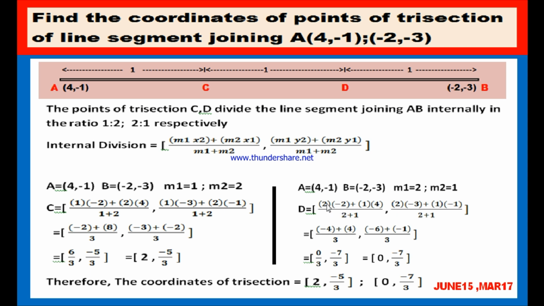Now let us simplify this. 2 into -2 is -4, 1 into 4 is plus 4, by 2 plus 1, which is 3. 2 into -3 is -6, plus 1 into -1 is -1, by 2 plus 1, which is 3. -4 plus 4 is 0 by 3, and -6 minus 1 is -7 by 3. 0 by 3 is 0, and this is -7 by 3. Therefore, the points of trisection of the line segment joining A and B are (2, -5/3) and (0, -7/3).